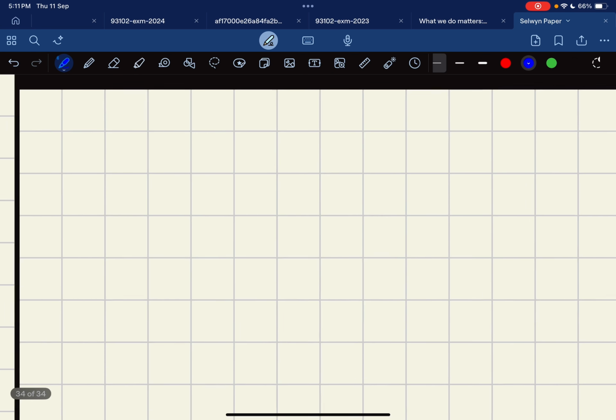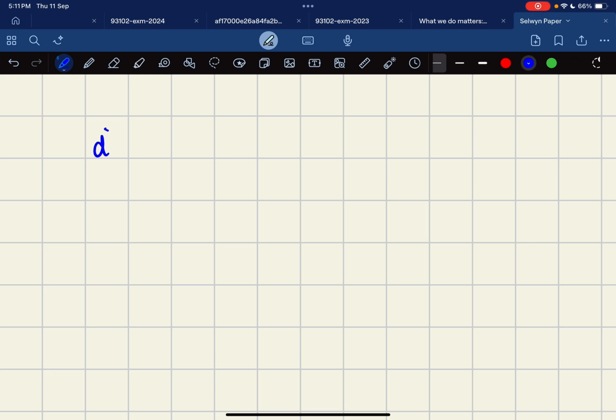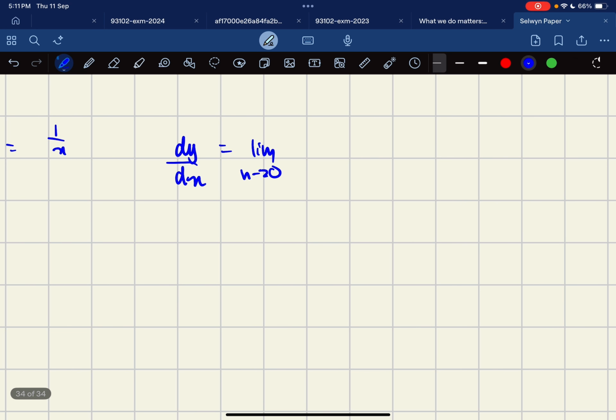Okay, on to part D. For the function y equals 1 over x, show that dy over dx is equal to the limit as h approaches 0 of f of x plus h minus f of x over h. Gives the derivative. I don't think you've actually been taught how to do first principles in level 3, and I don't think it's a requirement, but we'll go through it anyway.